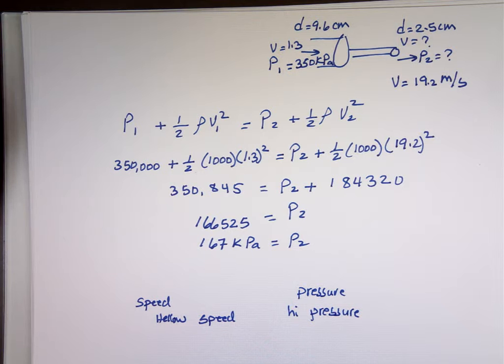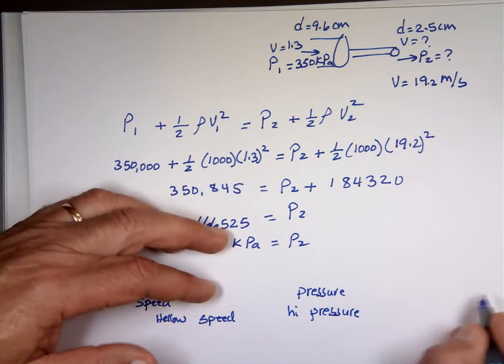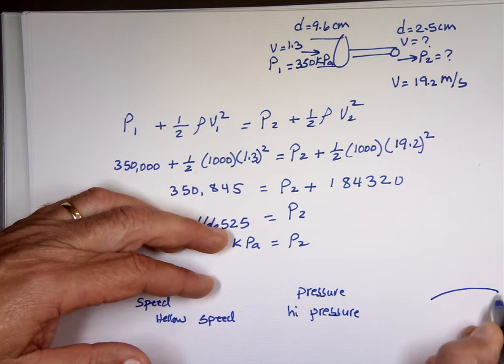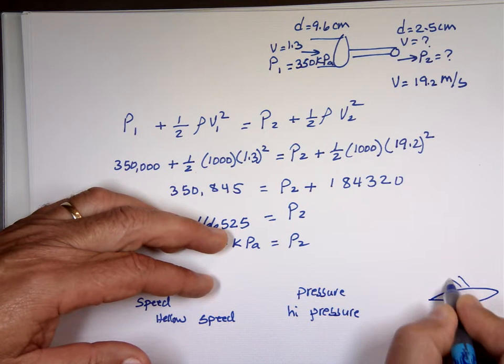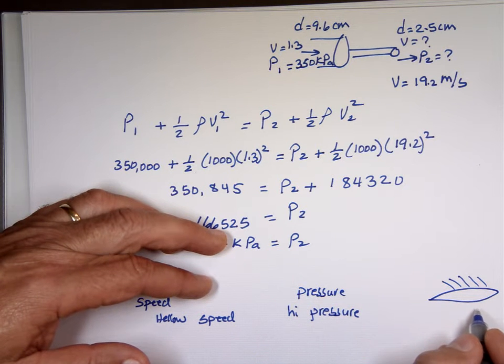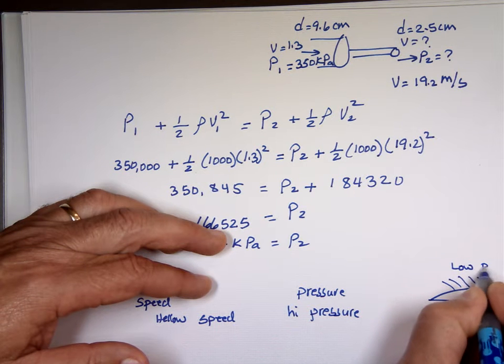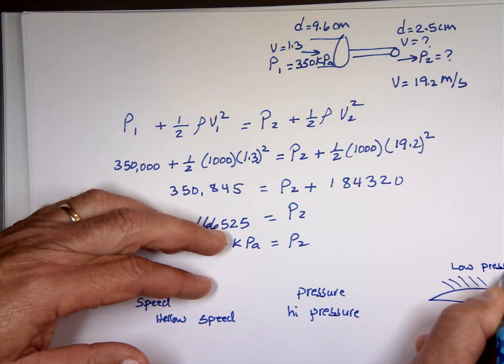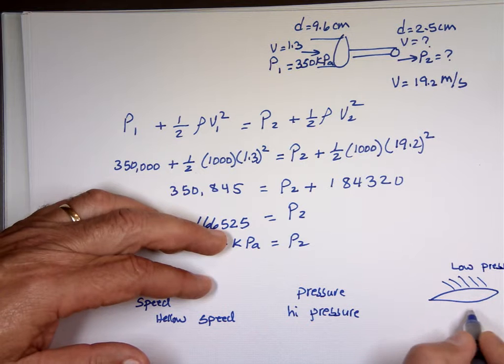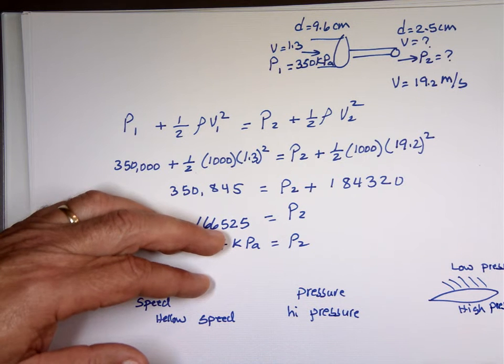Now we use that logic on airplane wings. They were designed that way. The wings on the airplane are designed like this, where the wind on the top moves much faster than the bottom. So since it's moving faster, you have low pressure here on the top. And since it's moving slower on the bottom, we have high pressure. So what's going to happen to the airplane? It's going to take off. It's going to float.